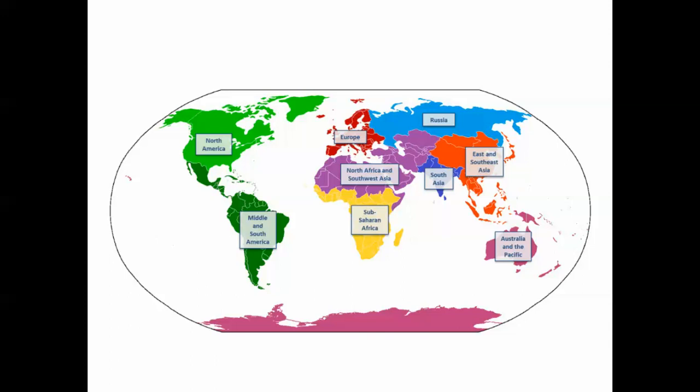So let's take a look at something. In your textbook, this is how the world looks. North America is divided from Middle America. Europe is divided from Russia. North Africa and Southwest Asia are divided from Sub-Saharan Africa. South Asia is divided from East Asia. Australia and the Pacific are divided again. Those divisions may or may not make sense. What I want to do in the balance of the semester is begin to challenge some of those ideas.